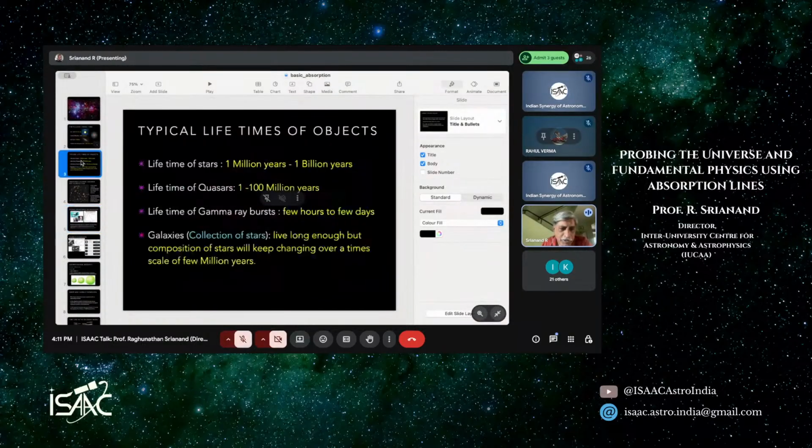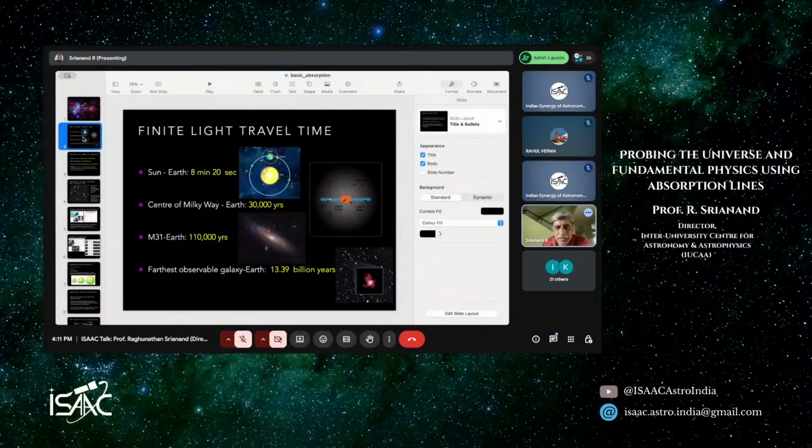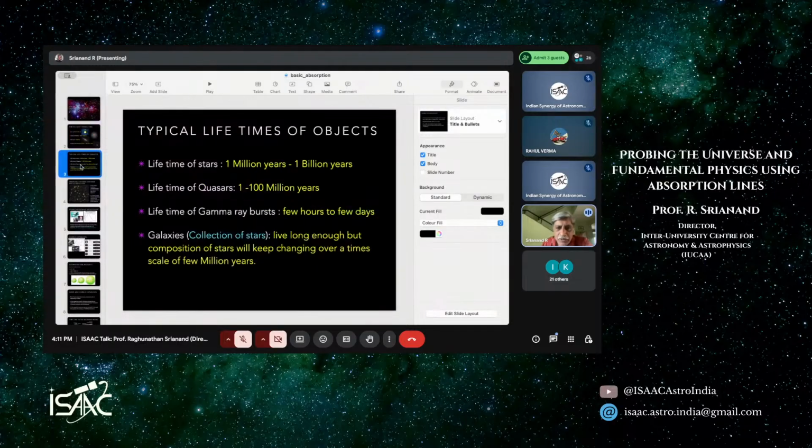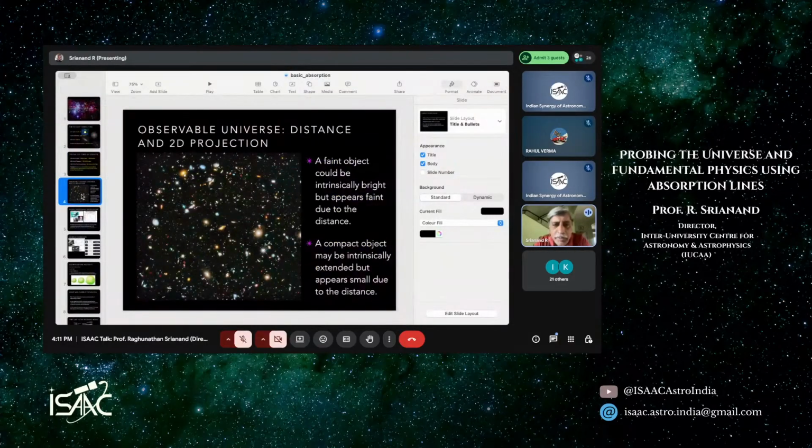Okay, so up to this point, I was talking about the time delay between the object and us. Then I was showing this slide where we are talking about the time scale of individual objects of our interest. Then I moved to this slide where I wanted to bring up the fact that whatever we call the observable universe is nothing but a 2D projection, a two-dimensional projection, of our world. You can think of it as a 3D world.